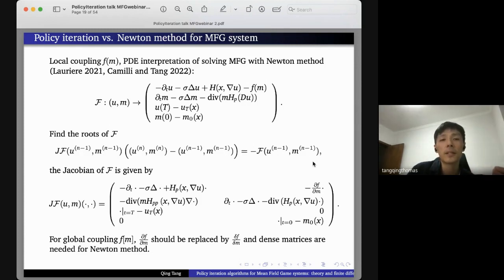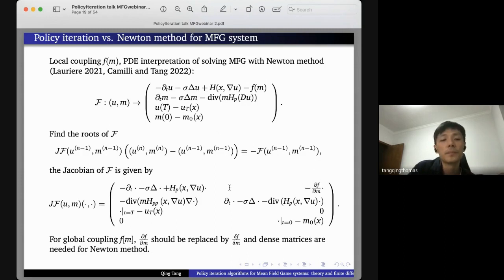Let's consider local couplings, and we have a PDE interpretation of solving mean-field games with Newton's method. The current form was presented in my paper with Camilli in 2022. So we interpret the mean-field game as solving the system F. We are trying to find the root of F, and we use Newton's method. And so we understand the whole thing as solving some kind of mean-field game system. But you see, it clearly is different from policy iteration.